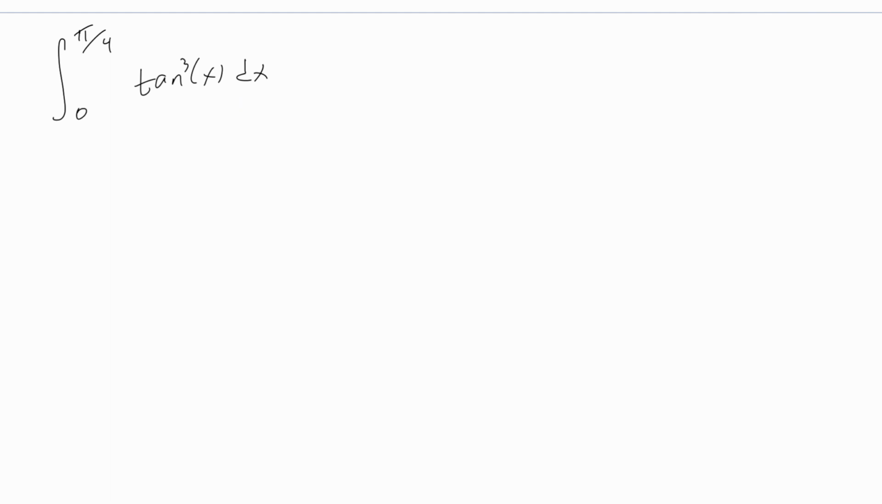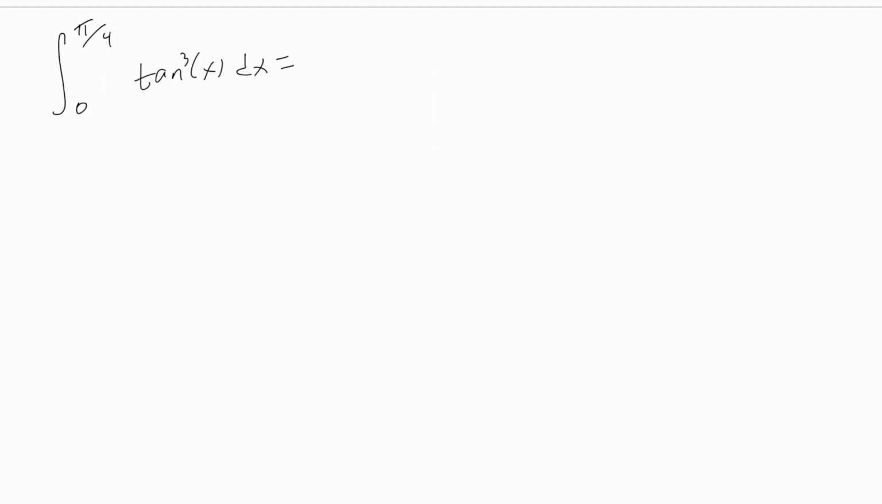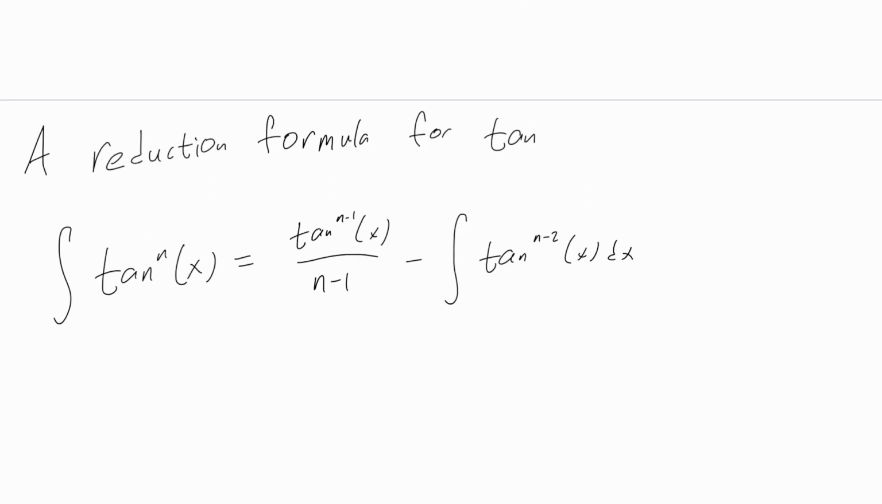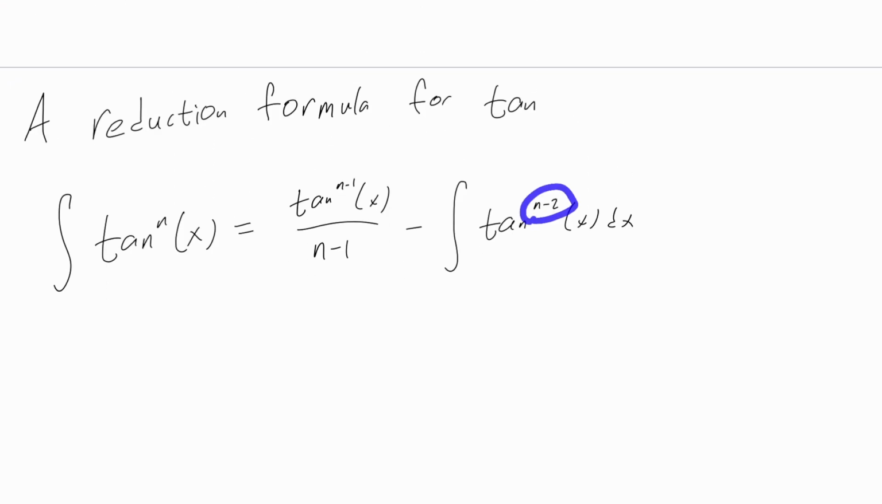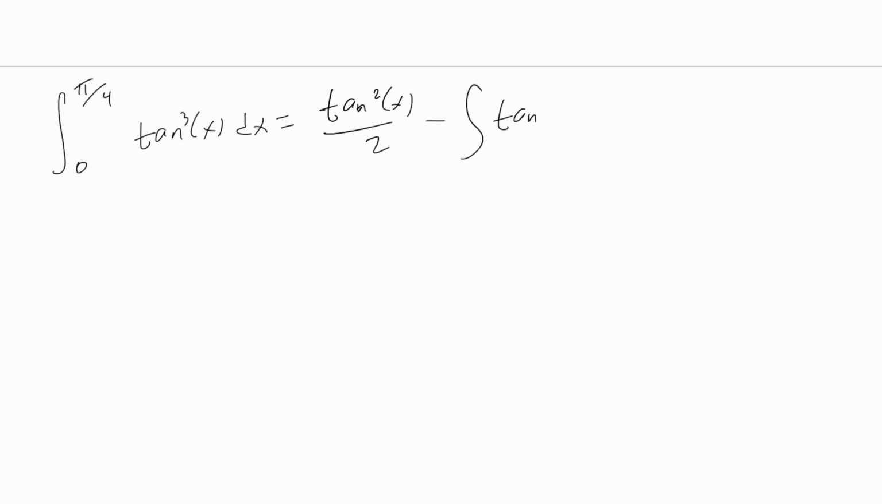So we want to find the integral from 0 to pi over 4 of tangent cubed of x dx. Well, we know that the integral of tangent cubed, applying this reduction formula, my n is 3 because my n is the exponent. So this becomes tangent squared of x over 2 minus the integral of tangent to the first power of x. So minus tangent of x dx, this integral.